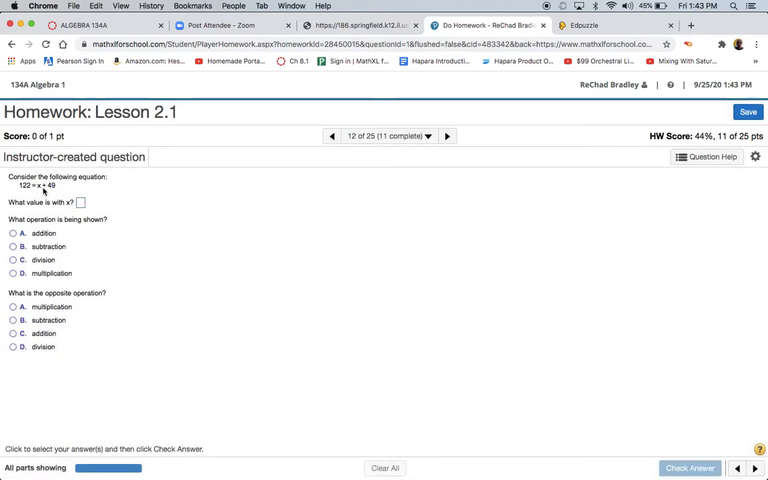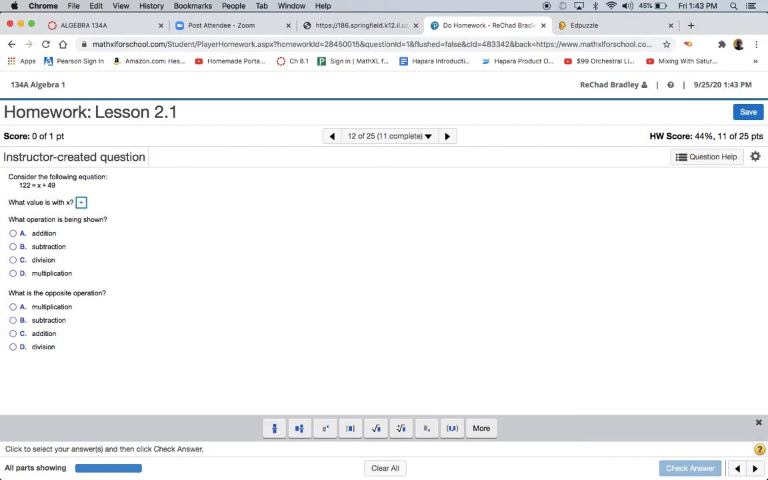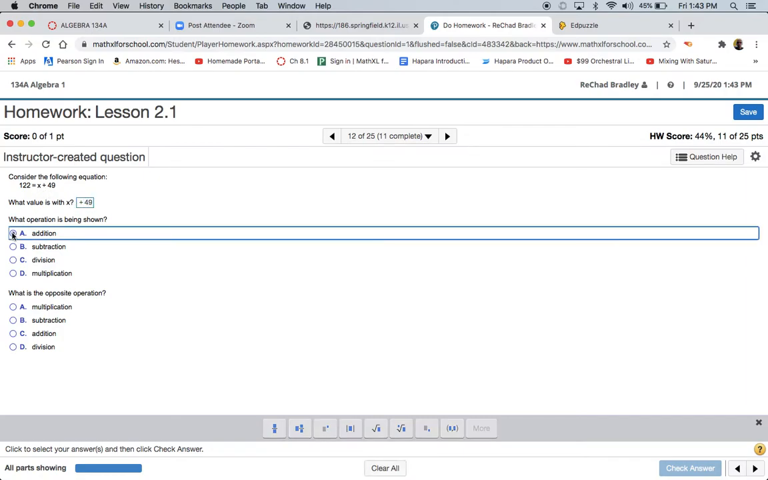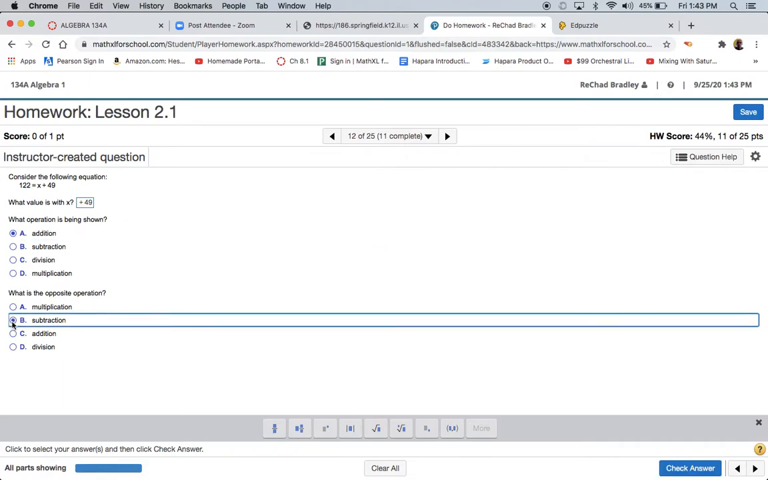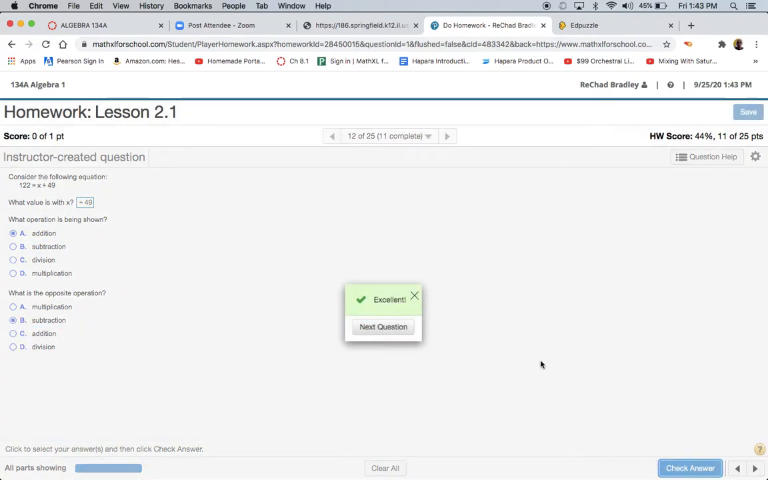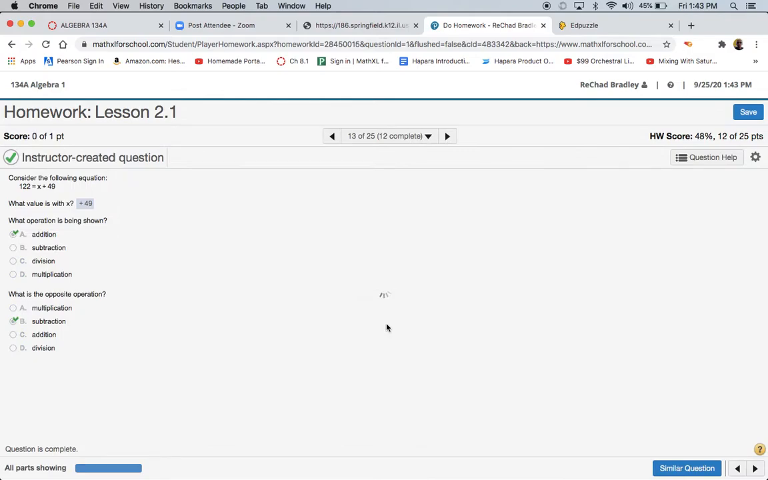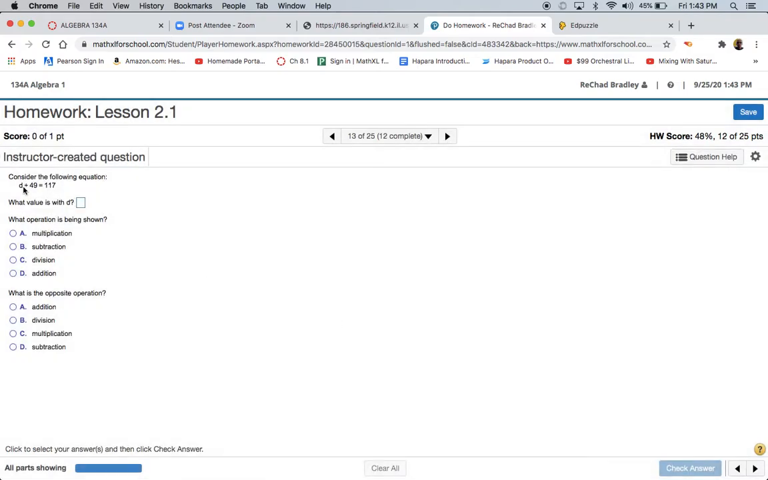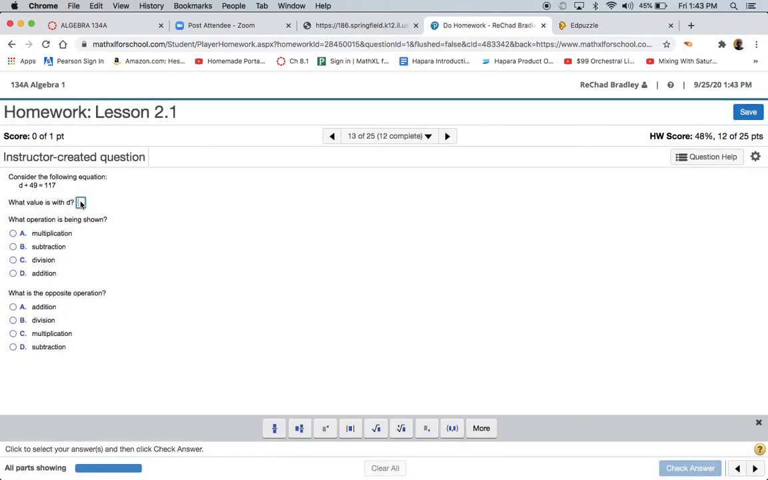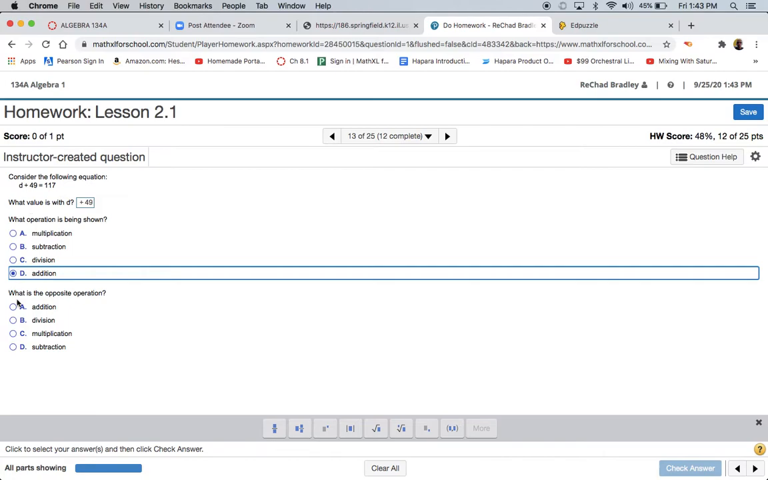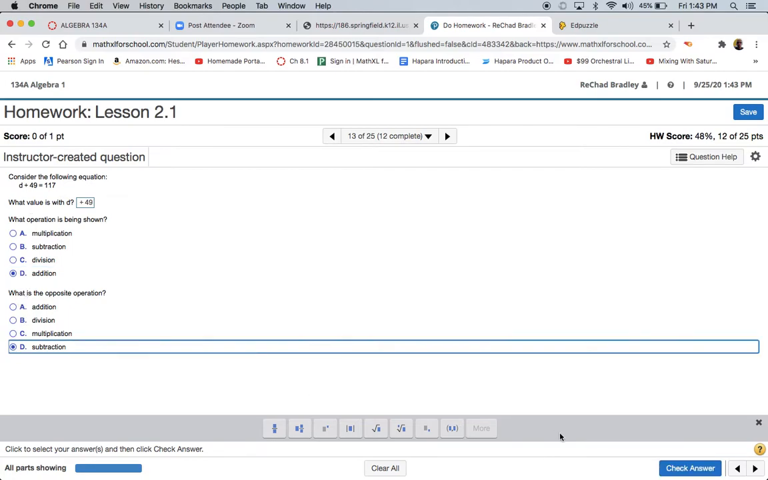The value with x is positive 49. That is addition being shown. The opposite of addition is subtraction. The value with d here is positive 49. The operation being shown is addition because it's plus 49. The opposite of addition would be subtraction.